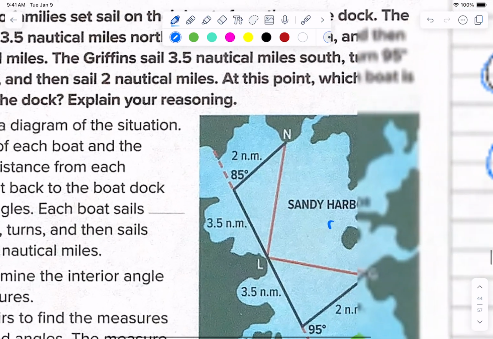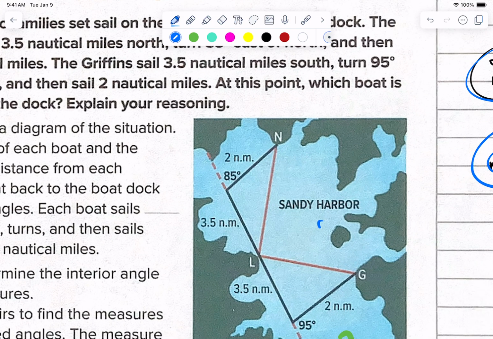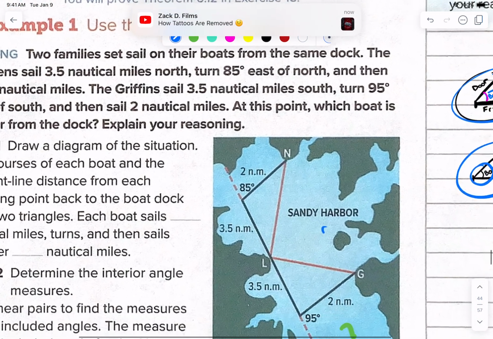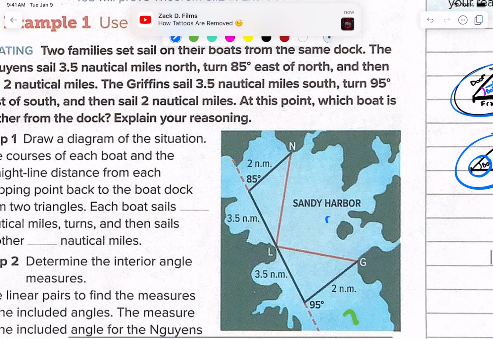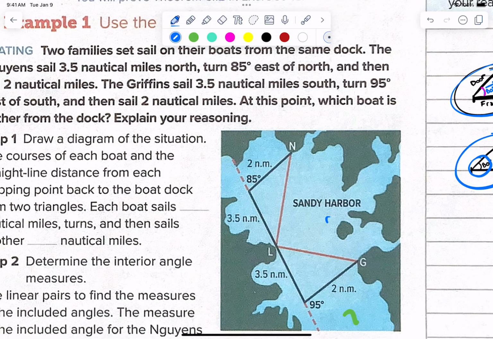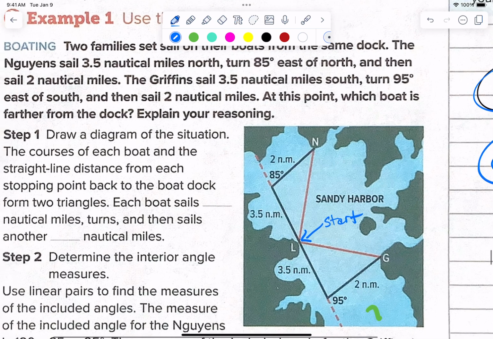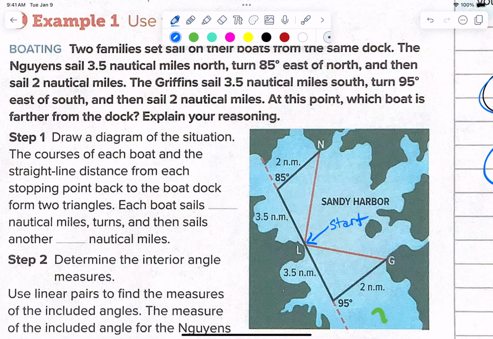Here is the example. They try to trick you right off the bat for this one. They're really not very nice. Okay, here's what this says. Two families set sail on their boats from the same dock, and that is at point L. This is where they're starting from. And one of the families is going north and one of the families is going south.